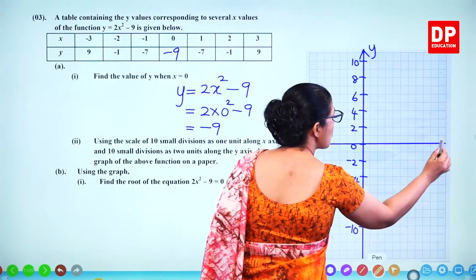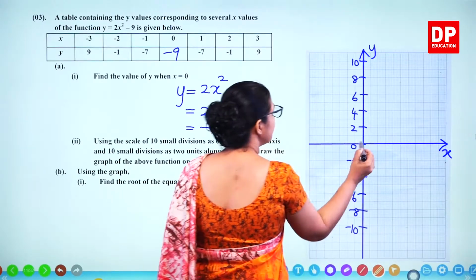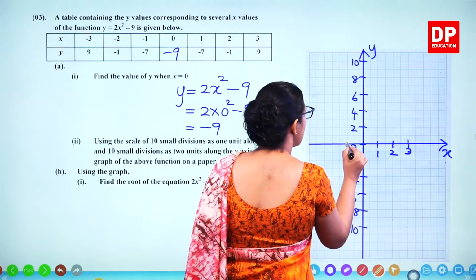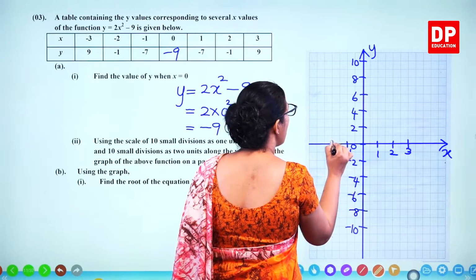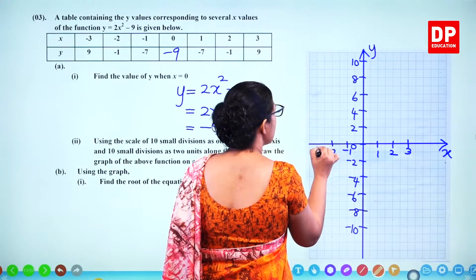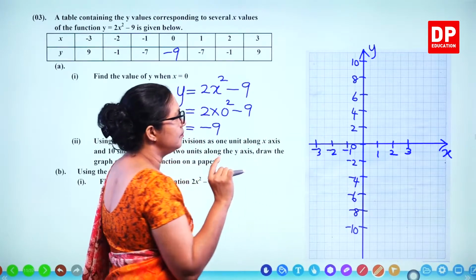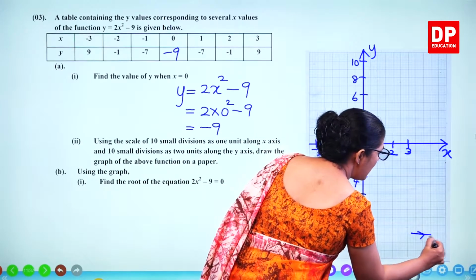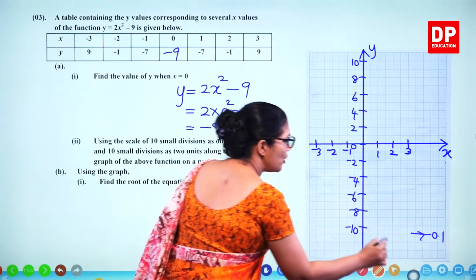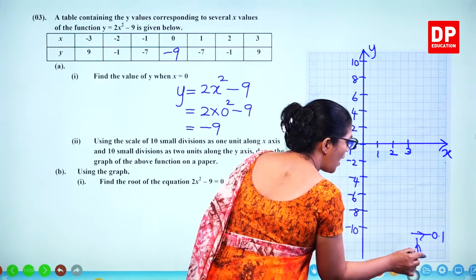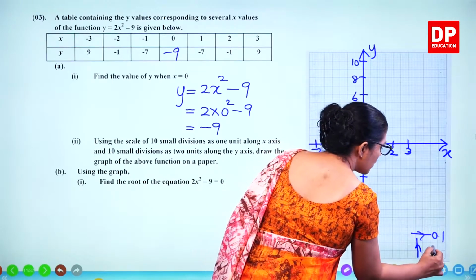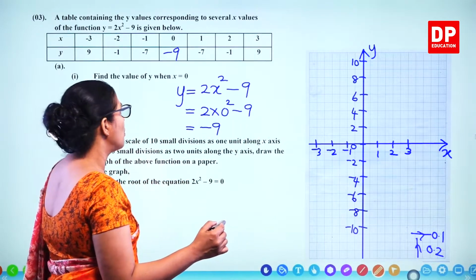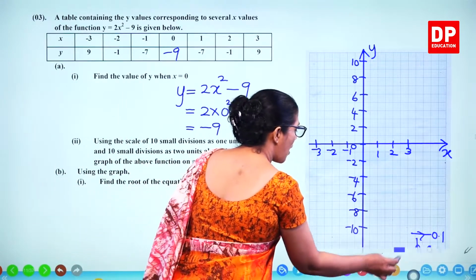X-axis is just 10 squares, 1 unit. 1, 2, 3. This side, minus 1, minus 2, minus 3. So what's the scale here? This way 10 squares 1 unit, 0.1, but this way 5 squares 1 unit, 1 over 5, that means 0.2. Now you can mark the points.